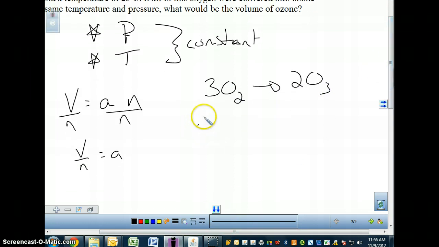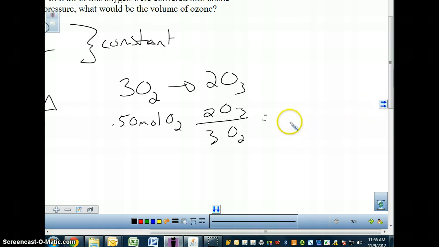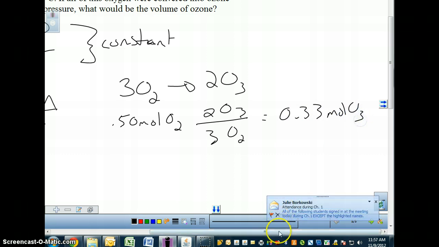If we have half a mole, 0.50 moles of O2 at the beginning, we need to figure out how much O3 we're going to have at the end. We do that with a simple conversion. Plug it in a calculator or do it in your head, and you get 0.33 moles of ozone.